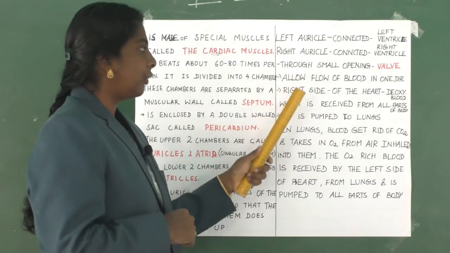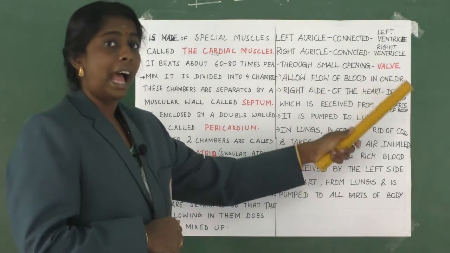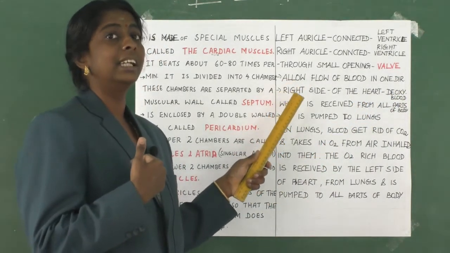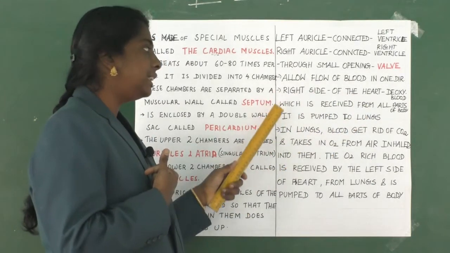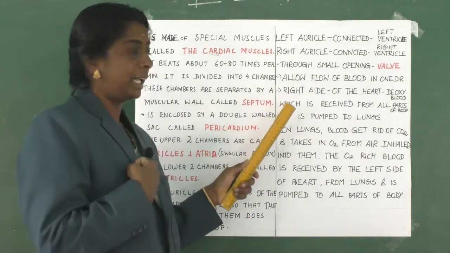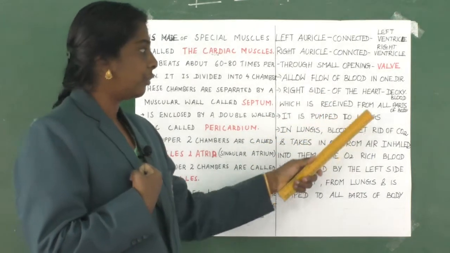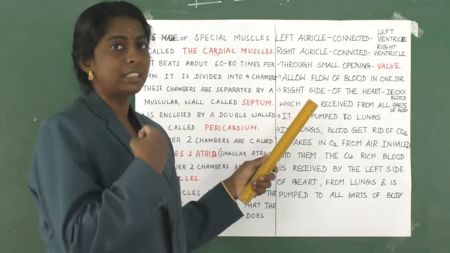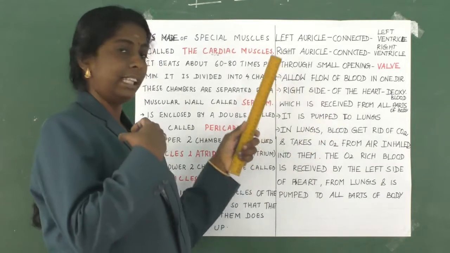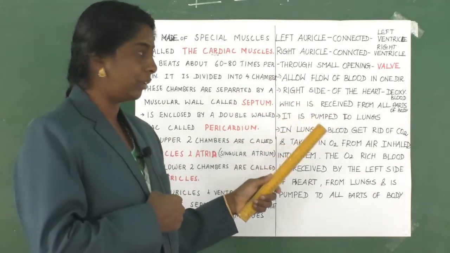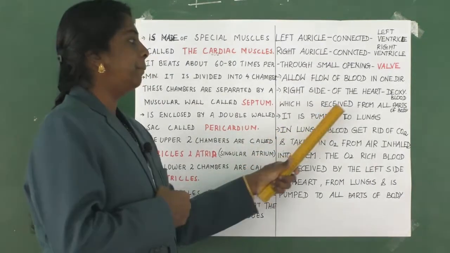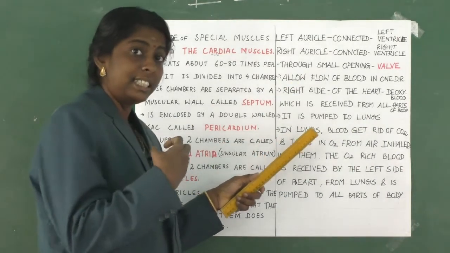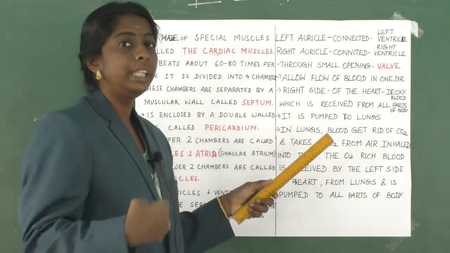Then the right side of the heart has deoxygenated blood, which is received from all parts of the body. That is there in the right side of the heart. It is pumped to the lungs. This deoxygenated blood is pumped to the lungs.